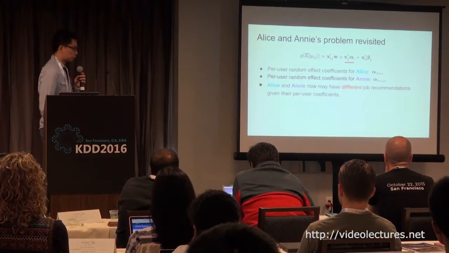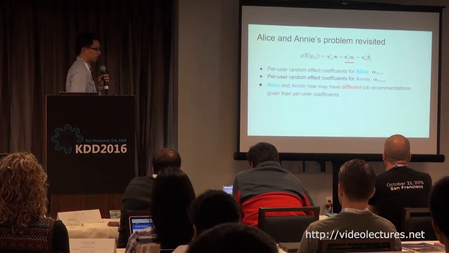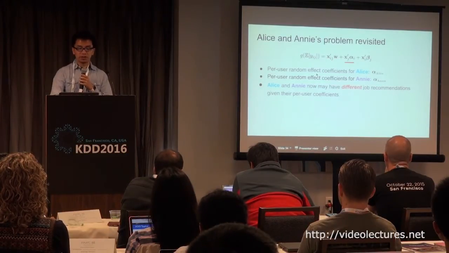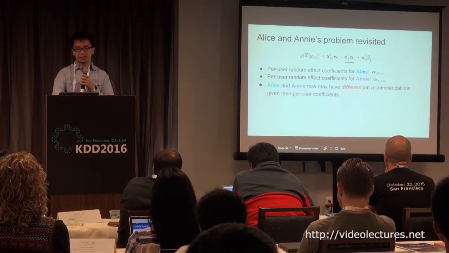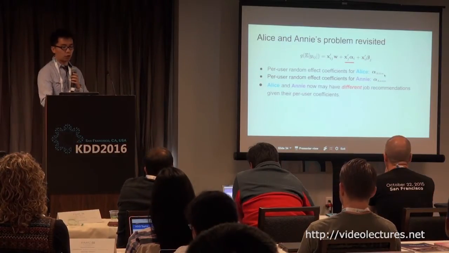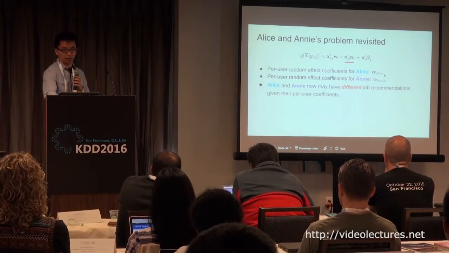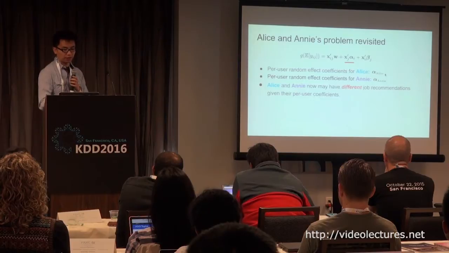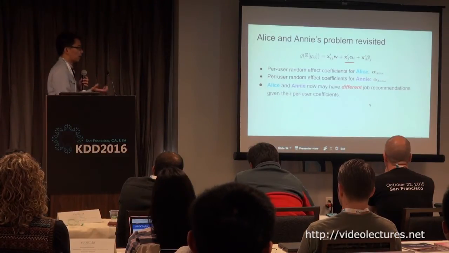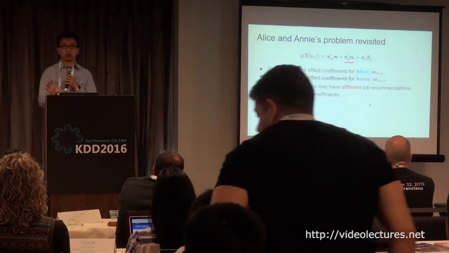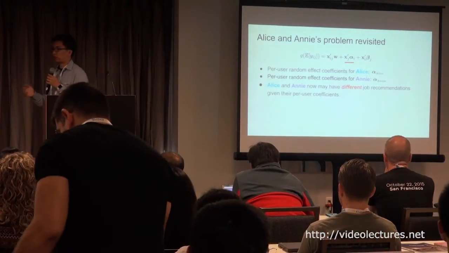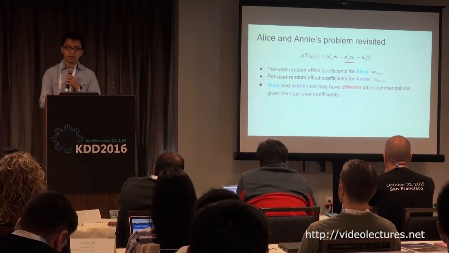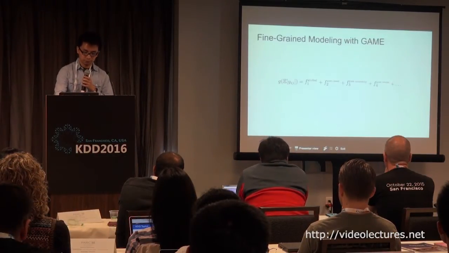So with this model, let's revisit our previous examples and Alice and Annie's example. In this particular example, we no longer apply a general linear model, we apply GeoMix instead. In this case, Alice and Annie will have their own per-member coefficients. For example, we will learn a particular model just for Alice and a model just for Annie. And in that case, they may have different job recommendations, although they are represented by similar features, because now the coefficients for them are different. We are no longer only relying on a global coefficient.